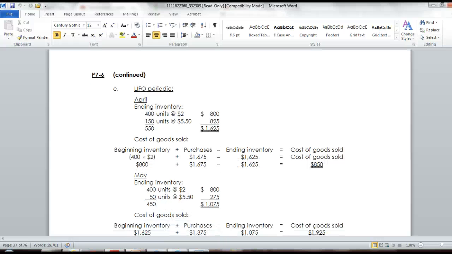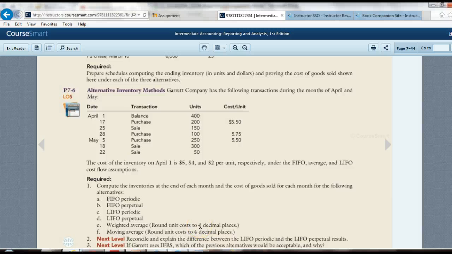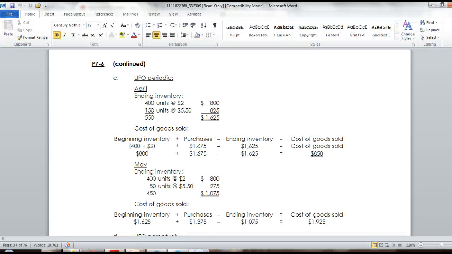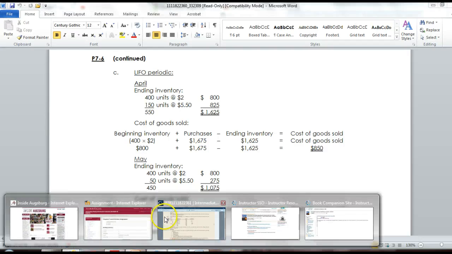Now as we move on with LIFO periodic, again, remember with periodic, we're only going to take a physical count at the end of the period. So we're going to look at LIFO showing our balance of 400. We had a purchase of 200, a sale of 150, and another purchase on April 28th of 100. So as you see under periodic with LIFO, we're going to take the last in is the first out.